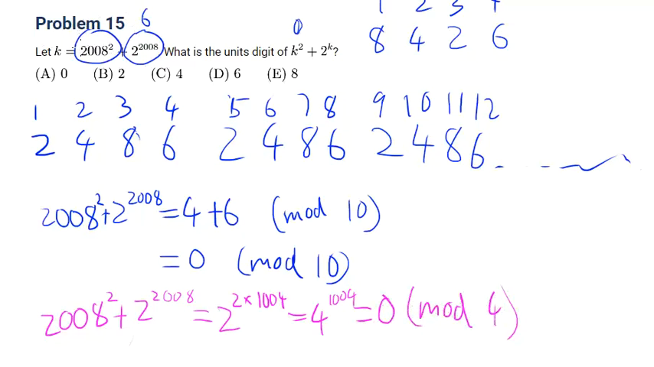This thing is a multiple of 4, which means this ends in 6, and this ends in 0. So you add them together, the whole thing would end in 6. D.